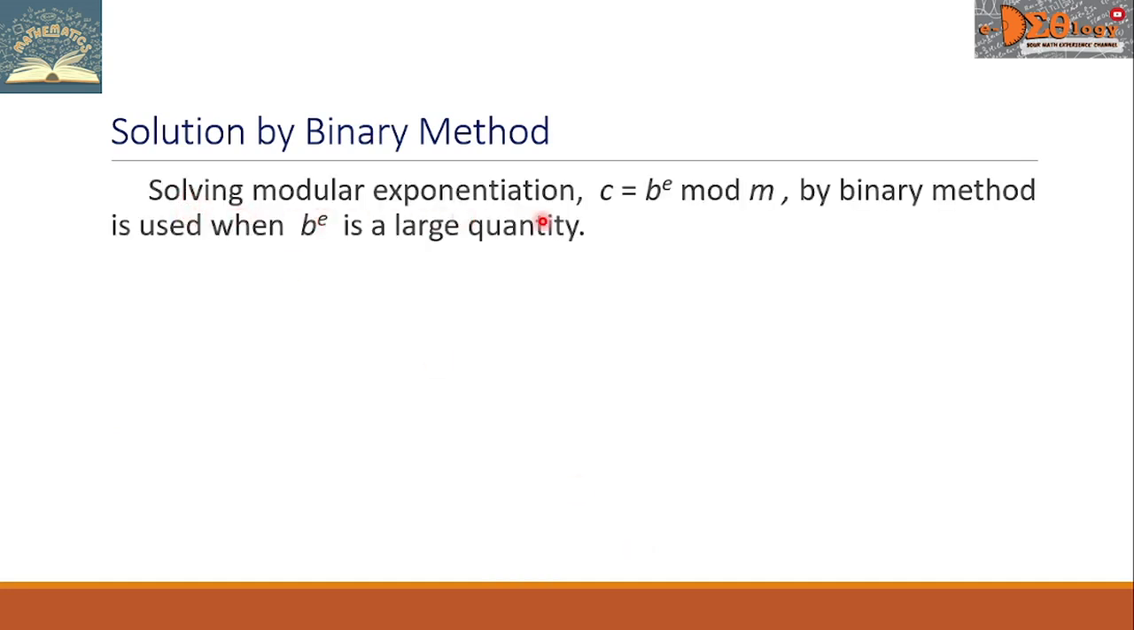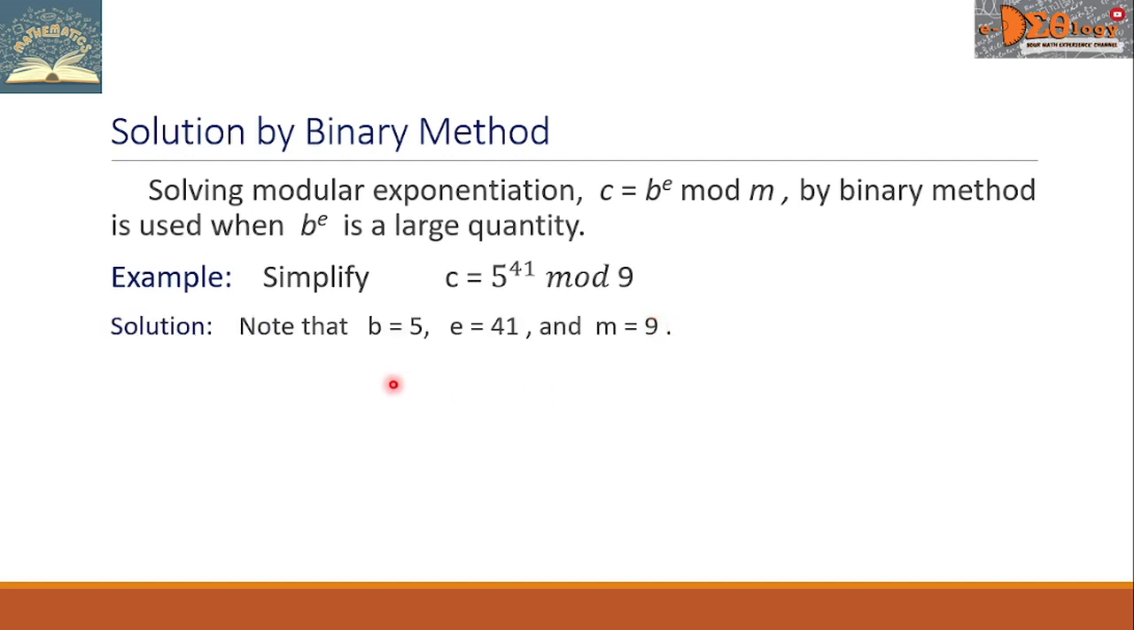Solving modular exponentiation, that is c equals b raised to e mod m, by the binary method is used when b raised to e is a large quantity. Example, simplify c equals 5 raised to 41 mod 9. We note that b is equal to 5, e equals 41, and m equals 9.